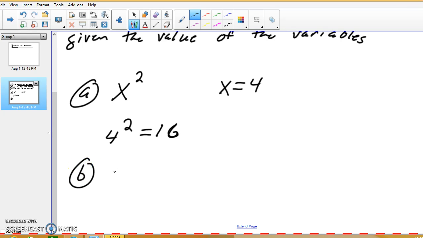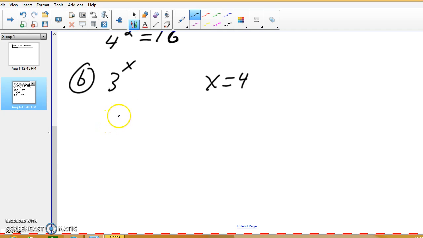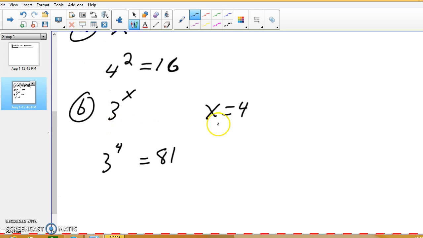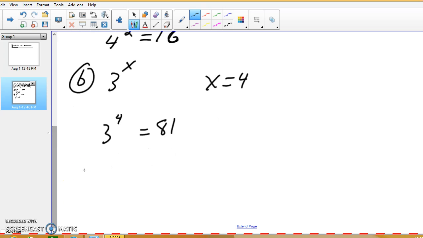Say our expression is 3 raised to the x. And let's say x is still equal to 4. Well, that means we just simply plug 4 into x. Even though x is the exponent, we can still do that. So 3 to the x, well, that's 3 times 3 times 3 times 3. That equals 81. Again, the expression 3 to the x with the value of the variable x equal to 4, if we're to evaluate that expression, the value is 81.